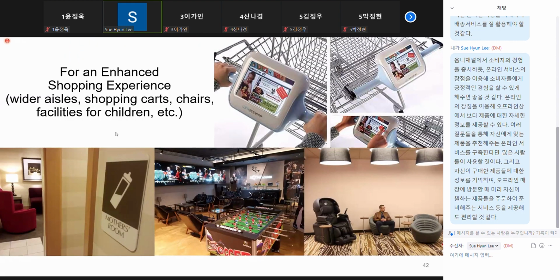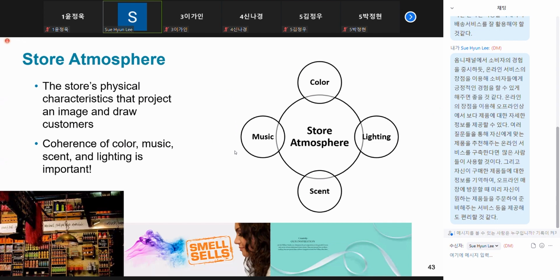For an enhanced shopping experience, maybe you could suggest wider aisles, shopping carts, chairs, facilities for children, or for husbands. These are the store atmosphere concept. So there are a store's physical characteristics that project a brand image and draw customers. So you need to offer coherence of color, music, scent, and lighting. These are the integration of four components you need to consider.